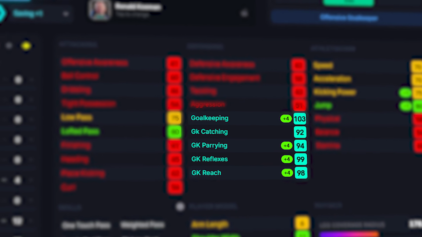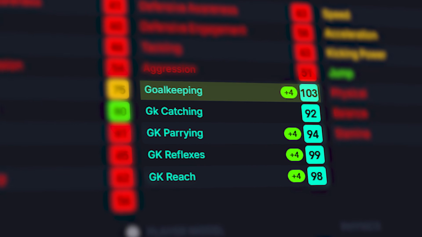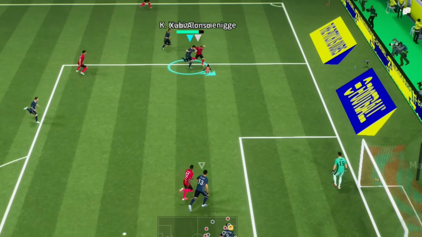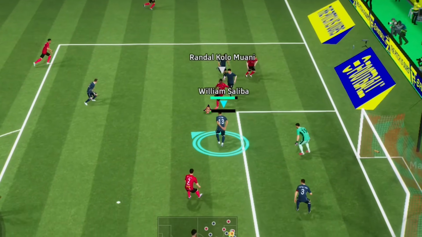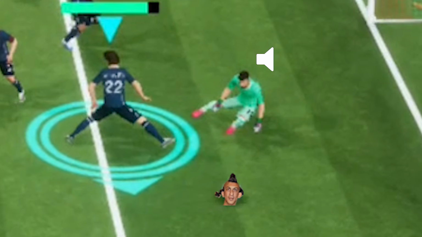Have you ever used a goalkeeper with insane stats, awareness, reflex, reach, everything looks perfect, but in game? He's got away. Colomwani, here's on to... Wait a minute! Who are you?